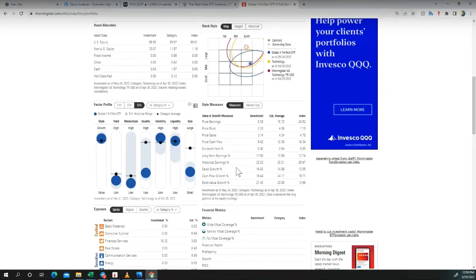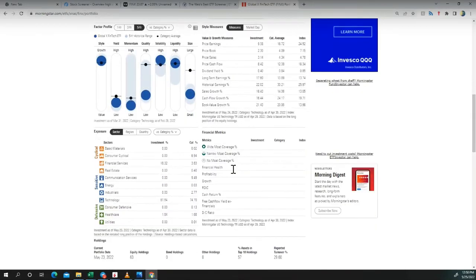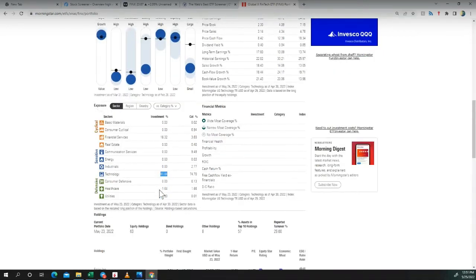Now we want to look at what companies they are investing in, and because it's a fintech company, we can see here they're mostly invested in financial services at 16% and technology at 81%. So that brings that fintech concept into this investment: financial investment technological companies. So what companies are in their holdings? That's the next thing you need to know.